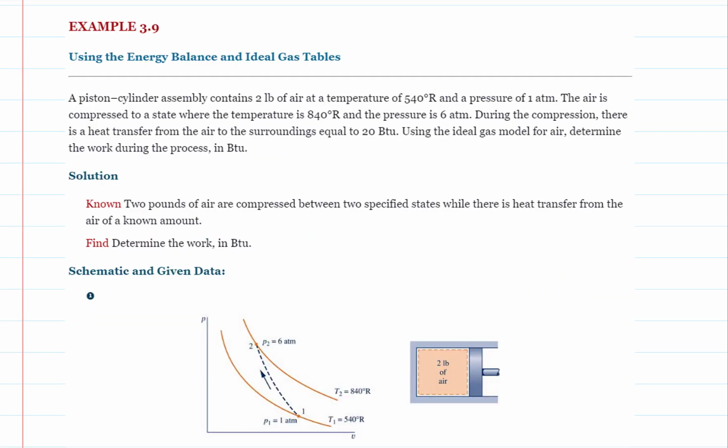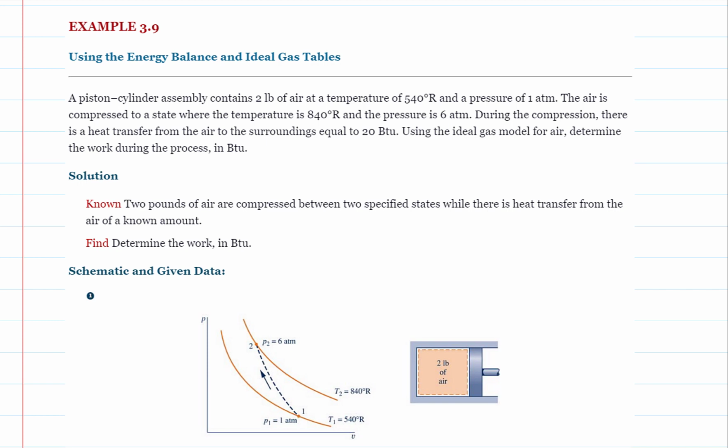Example 3.9. A piston cylinder assembly contains 2 pounds of air at a temperature of 540 degree Rankine and a pressure of 1 atm. The air is compressed to a state where the temperature is 840 degree Rankine and the pressure is 6 atm. During the compression, there is a heat transfer from the air to the surroundings equals to 20 BTU. Using the ideal gas model for air, determine the work during the process in BTU.